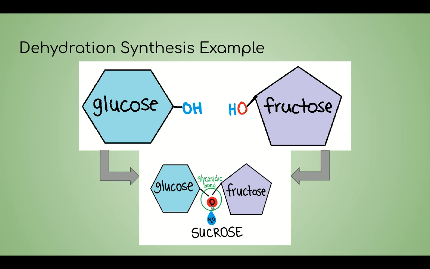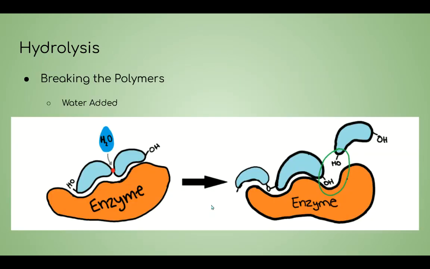So let's look at hydrolysis. So hydrolysis is when the chain is breaking down, separating monomers from each other. And with the input of the water molecule, the H2O molecule splits, restoring the hydroxyl groups to each monomer. So let's look at an example.